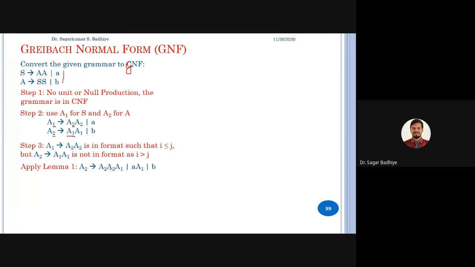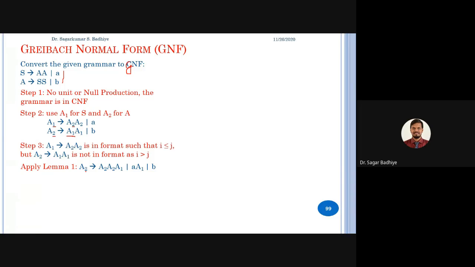So A2 derives to A2 because this A1 is now replaced by the first rule of A1, so it would become A2 A1. Then the second time, this A1 will be replaced by the second rule of A1, that is A, so it would become A1, and this B will be as it is because it is in the required format itself. This is a terminal only. We have not said anything about terminals, right? So according to lemma 1, these A2 rules will become like this: A2 derives to A2 A1, A2 derives to A1, and A2 derives to B.